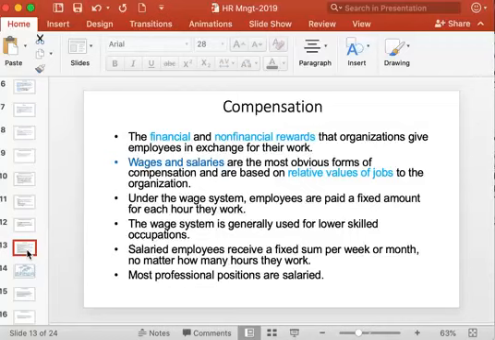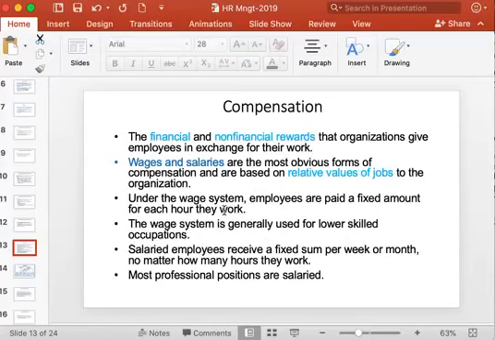Now, in your syllabus, there is a topic on compensation. Compensation is defined as the financial and non-financial rewards that organizations give employees in exchange for their work. In compensation, wages and salaries are the most obvious forms and are based on the relative values of jobs to the organization.